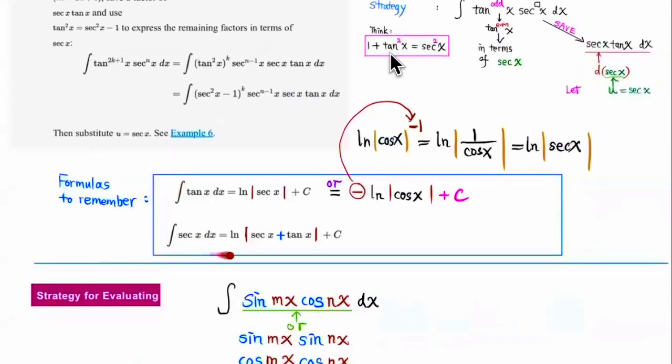Okay. This is a formula for the antiderivative of tangent x and the antiderivative of secant x. It's kind of worth remembering. I put down two different forms. These two forms are actually equivalent.